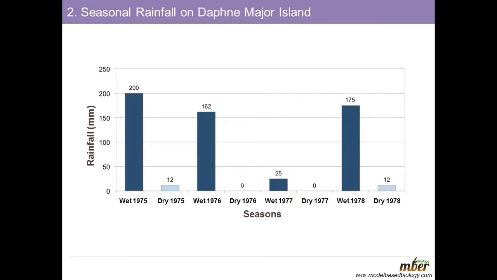Now let's look at the rainfall on Daphne Island. So this shows us that there was a drought. So in 75, this is our wet season, this is wet season, this is wet season, and this is wet season. That doesn't look very wet. So we can see that indeed there was a drought in 1977, and that is going to have an impact on the entire system.